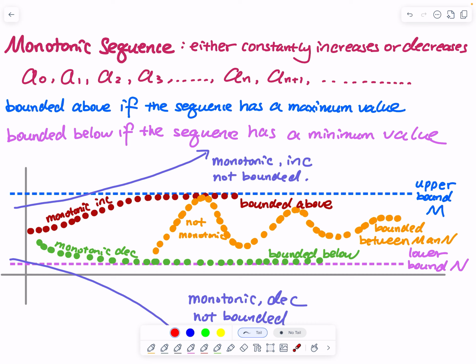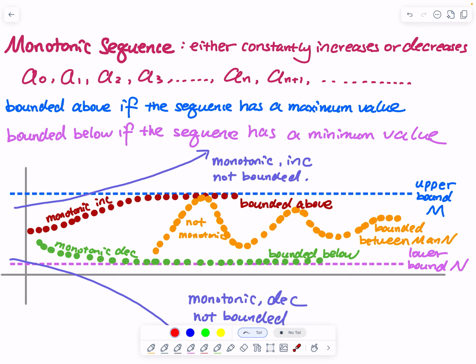Let's follow the red dot. This is a monotonic increasing sequence, and it is bounded above. It approaches this upper bound just like a horizontal asymptote as x approaches positive infinity. So that is bounded above and increasing. For bounded below and monotonic decreasing, that will be the green dot. As x approaches positive infinity, the curve approaches this horizontal asymptote, which I am referring to as the lower bound. So the red is monotonic increasing bounded above, and the green is monotonic decreasing bounded below.